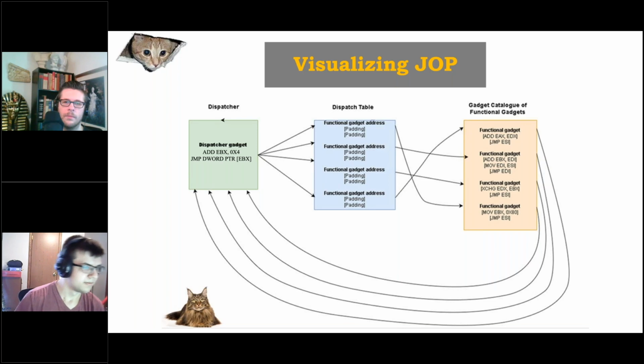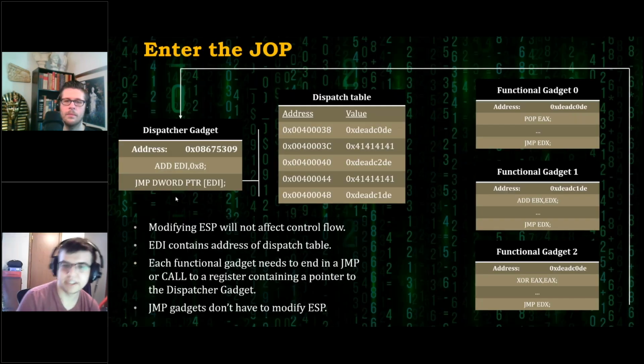All right, Austin. So like Josh said, I'll be going a little bit more in depth into how JOP works. And so here we have a similar diagram as we did before. It's the same diagram, just we're going through step by step. So on our left here, we have our dispatcher gadget. In our middle, we have our dispatch table, and on our right, we have our functional gadgets. On our left, our dispatcher gadget is going to get us from gadget to gadget.